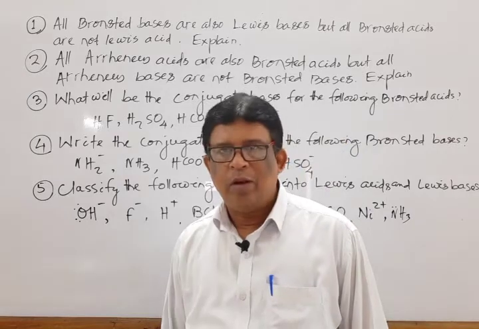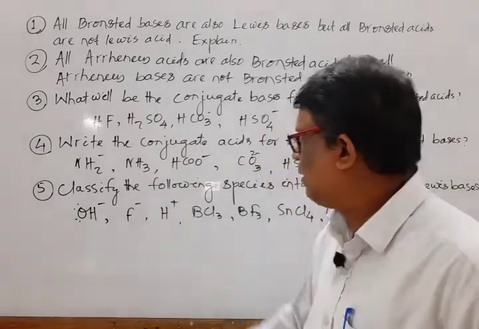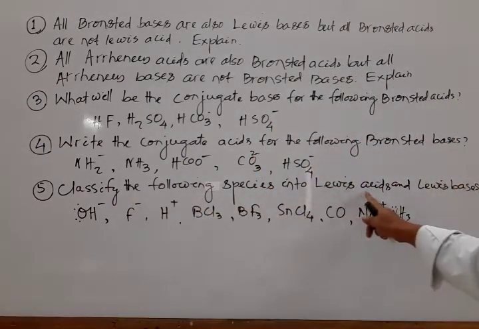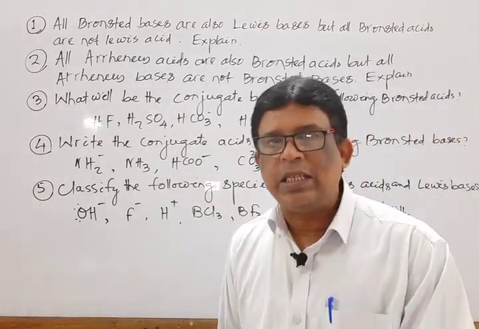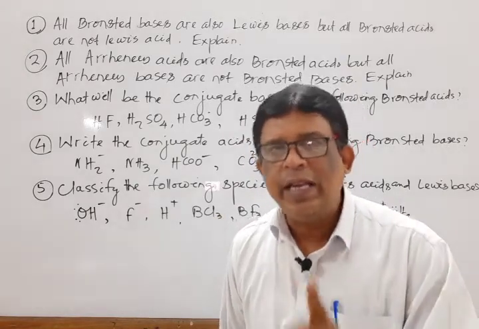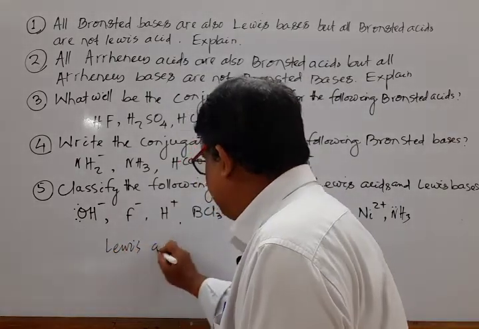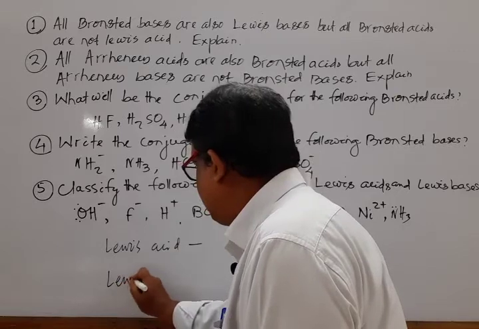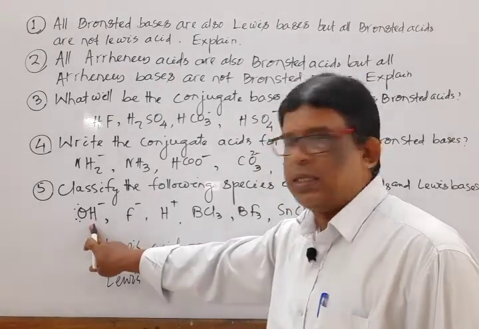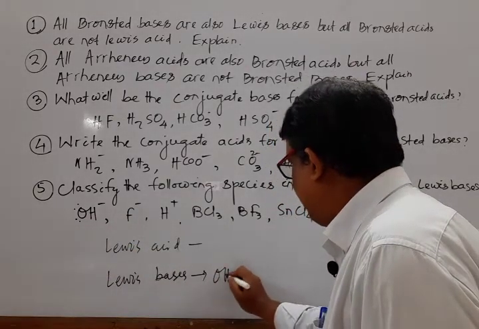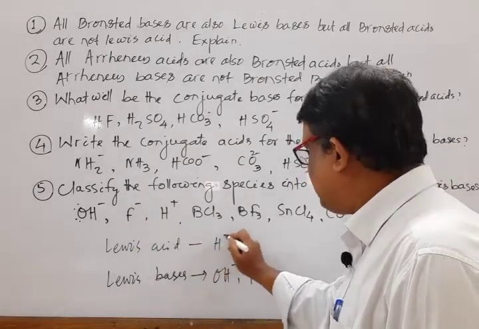Now move to solve another type of numerical based upon theories of acids and bases. Mark that. Classify the following species into Lewis acids and Lewis bases. We know that electron deficient species are known as Lewis acids. Electron rich species are known as Lewis bases. So mark that, electron rich species are Lewis bases. Electron deficient species are Lewis acids.